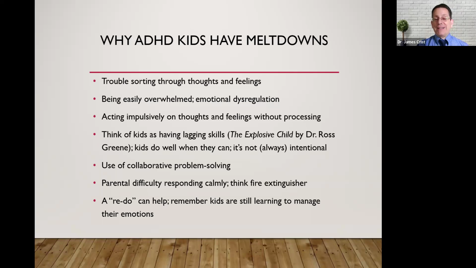Parental difficulty responding calmly. Again, as an adult, you have to expect that adults are going to have more control over their emotions, right? And it's kind of weird how that works. Adults can flip out and lose it, and there's not necessarily a consequence for it. But then a kid does the same thing and there's a consequence or a punishment when they're less capable of keeping their emotions under control. Again, it doesn't really make a lot of sense.